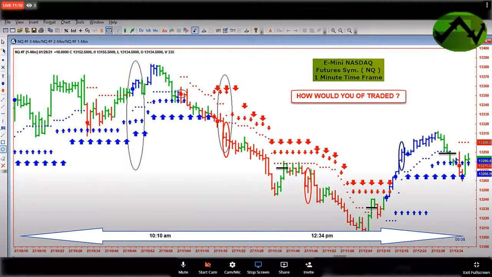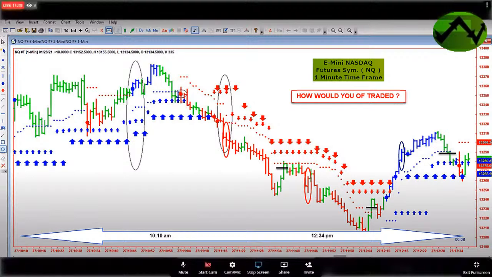You can get back in the trade on the third bar. 1, 2, 3. Get back in here and put your stop about right there. You're going to get stopped out right here. So that's what you're going to do.